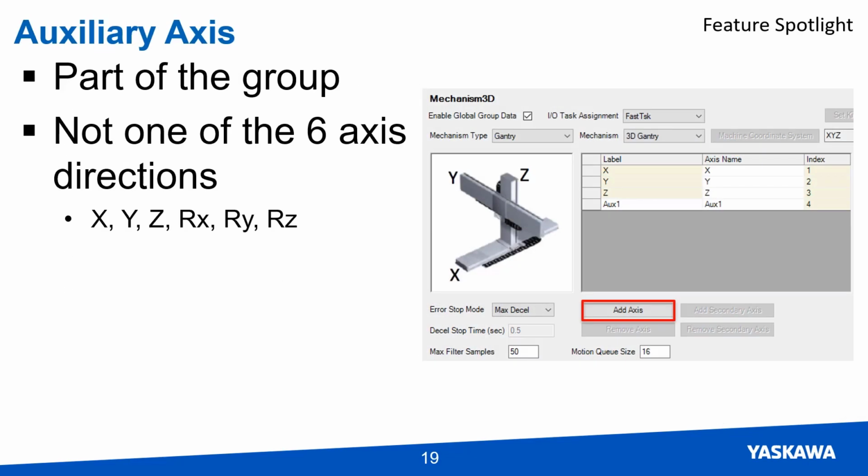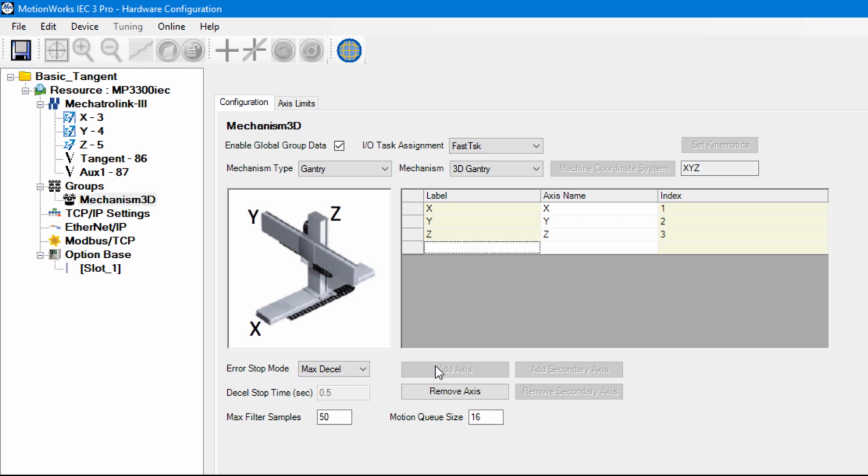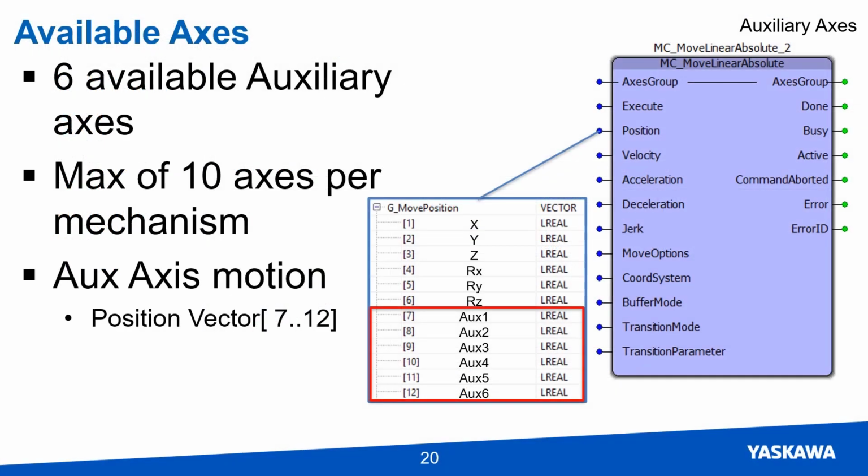Unlike a tangent axis, an auxiliary axis is part of the mechanism group, even though it is not considered part of the basic 6-axis directions: X, Y, Z, Rx, Ry, and Rz. The group menu inside hardware configuration allows an auxiliary axis to be added to the group. Once added, this axis can be used within the group structure for motion. Up to 6 auxiliary axes can be used on one mechanism as long as the total mechanism axis count does not exceed 10.